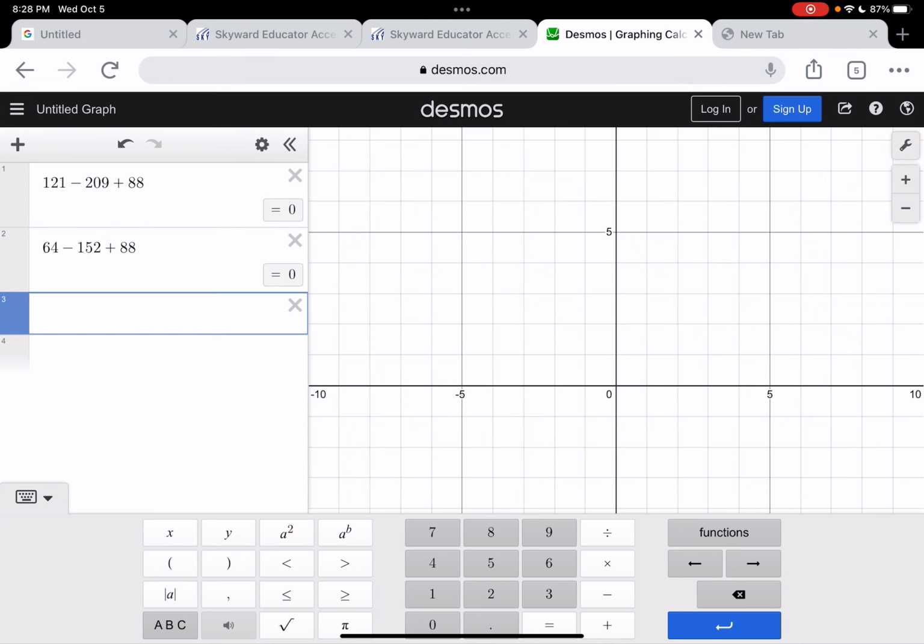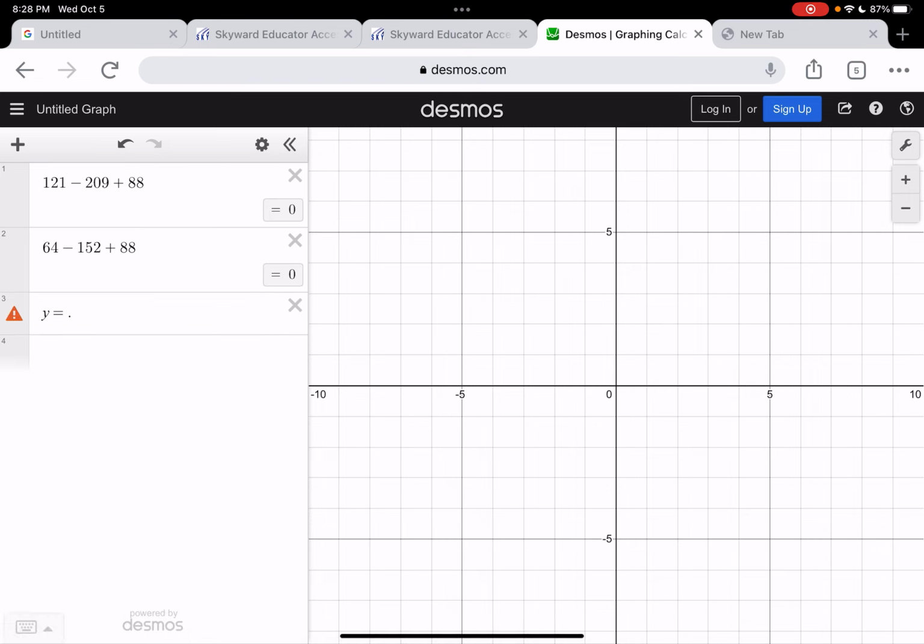As I said, it won't look exactly the same, but okay. So I am graphing y is equal to, I should have written this down. Okay, oops, I hit a button already.